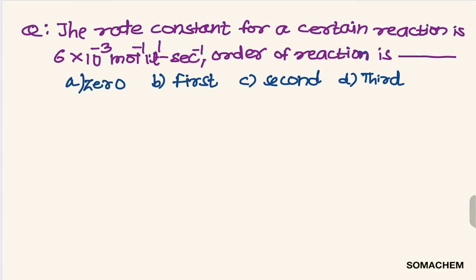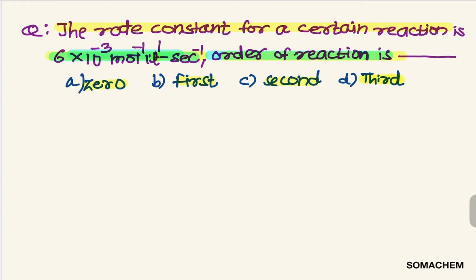In this lecture of chemical kinetics, today we will see how to find the order of reaction from rate constant. Here it is rate constant. Problem is very simple. The rate constant for a certain reaction is 6 into 10 raised to minus 3 mole to the power minus 1 liter to the power 1 second to the power minus 1. Then order of reaction is option number 1 zero order, second first order, option number third that is second order, and fourth one is third order.